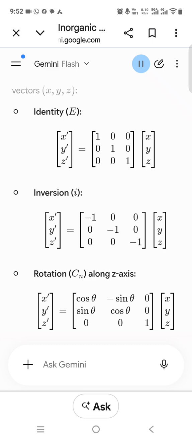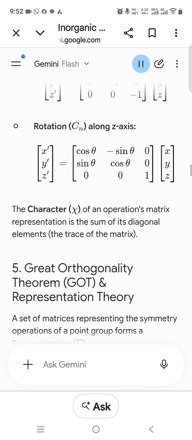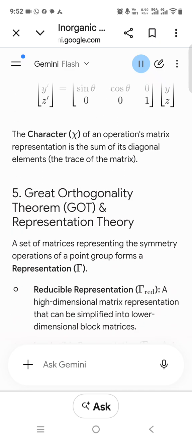A set of matrices representing the symmetry operations of a point group forms a representation, Γ. Reducible representation, Γ_red, a high-dimensional matrix representation that can be simplified into lower-dimensional block matrices. Irreducible representation, Γ_R, a fundamental representation that cannot be reduced any further.